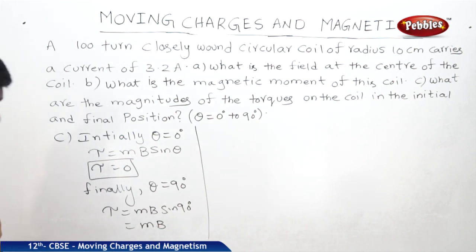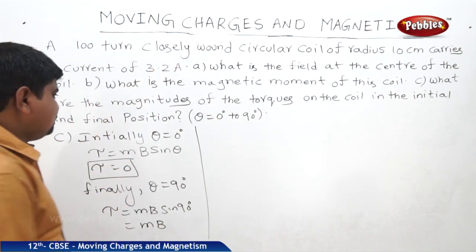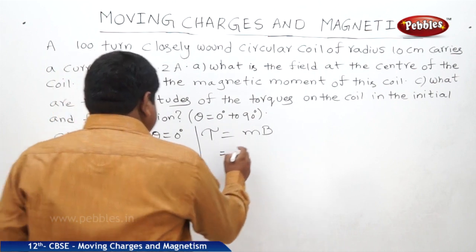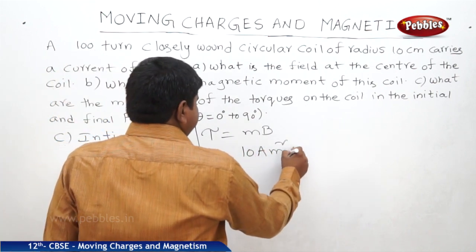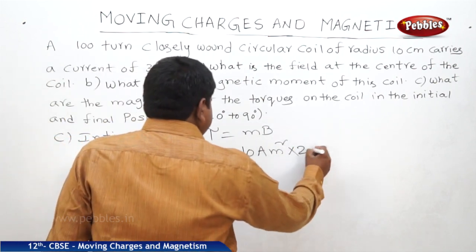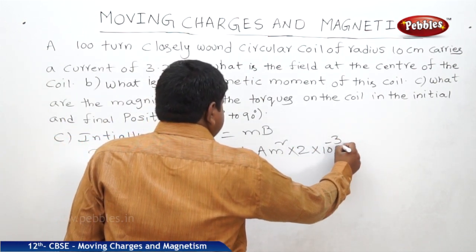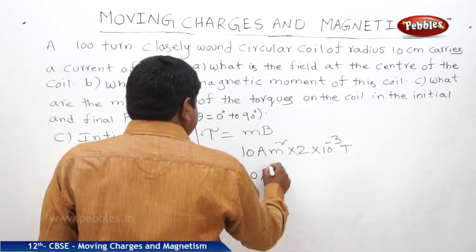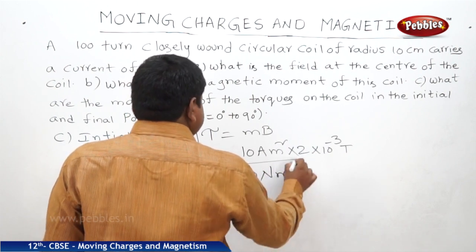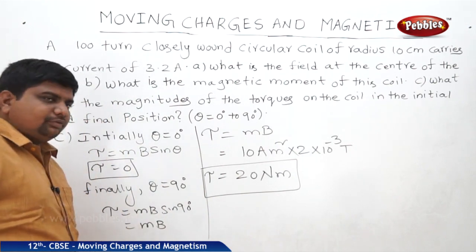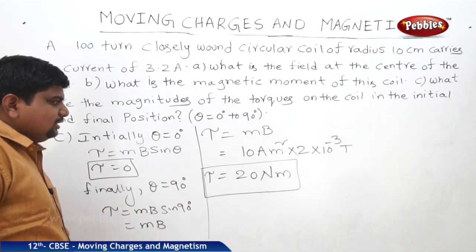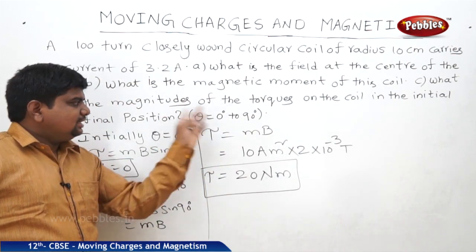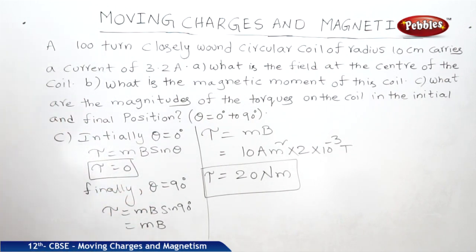So we have the M value and we have the B value from the earlier parts. So now we are going to find out the torque values. Therefore, MB: the M value is 10 ampere meter square, and the B value is 2 into 10 to the power of minus 3 Tesla. So approximately we will get 2 into 10 to the power of minus 2 Newton meter. This is the torque at the angle of 90 degrees. If theta is equal to 0, torque is 0.